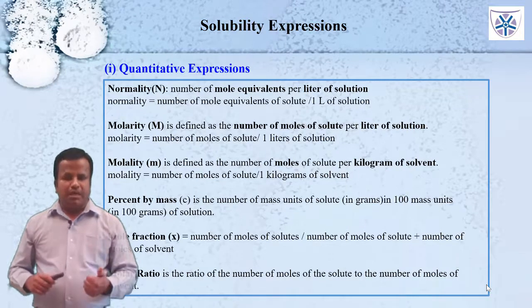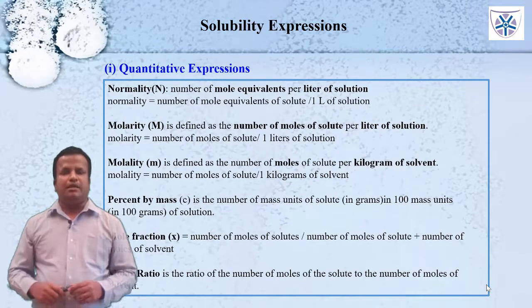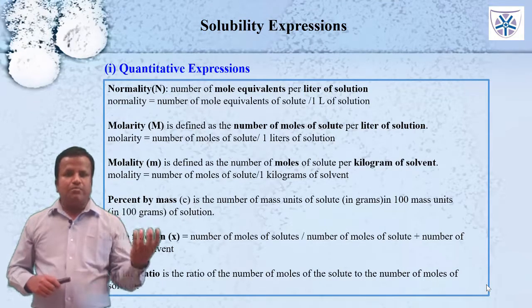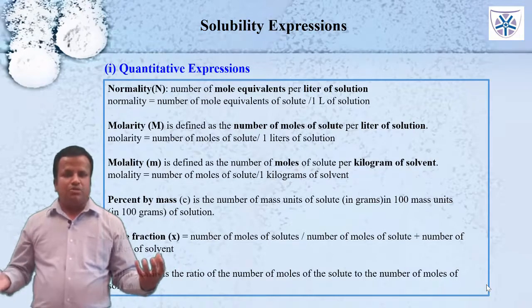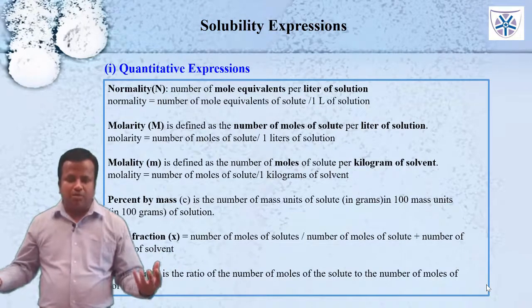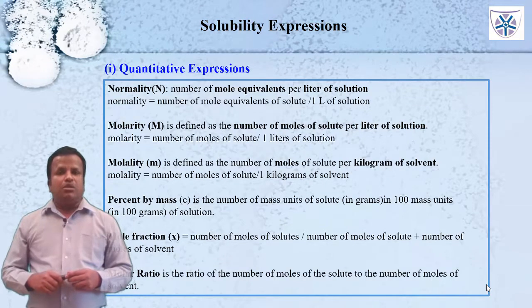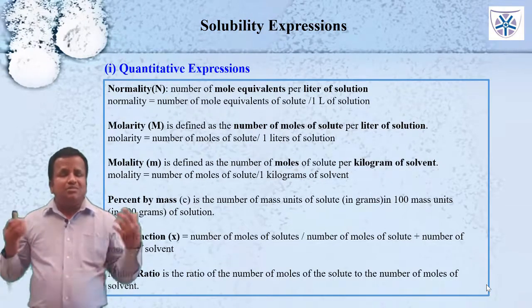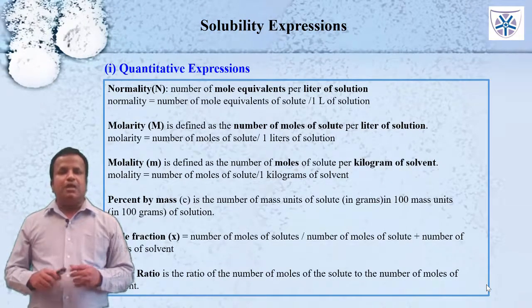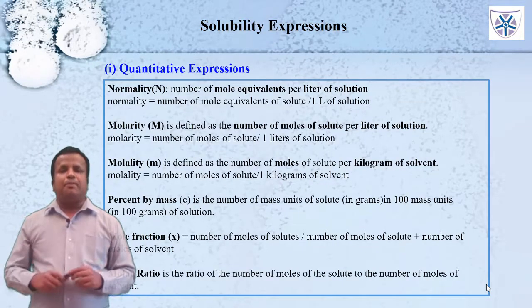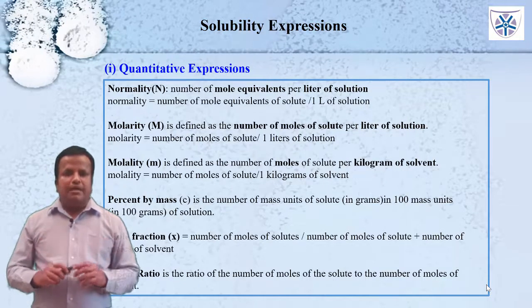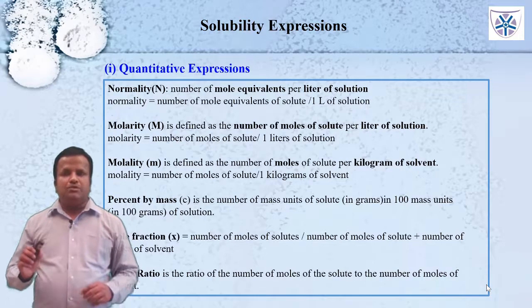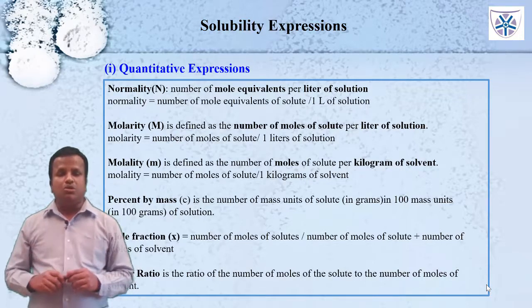The first one is normality. I think you all studied it in your intermediate level. If we know the normality of a known compound, we can calculate the normality of an unknown compound, right? So what is normality? How can we define that? It is the number of mole equivalents per liter of solution. That is called normality, expressed as capital N. Molarity, capital M, is defined as the number of moles of solute per liter of solution.